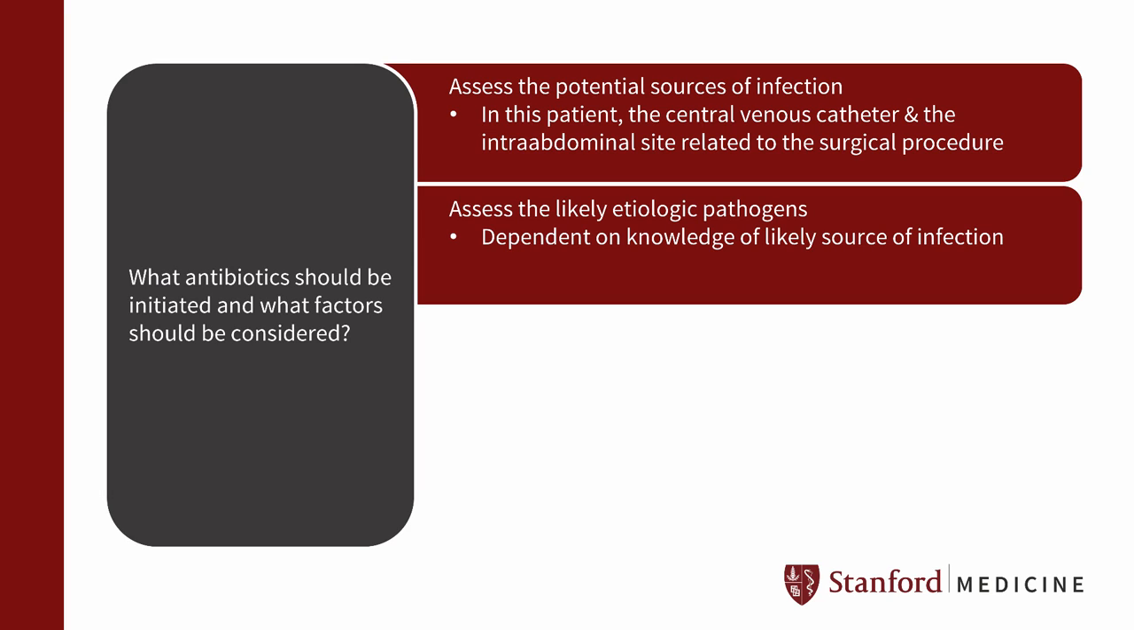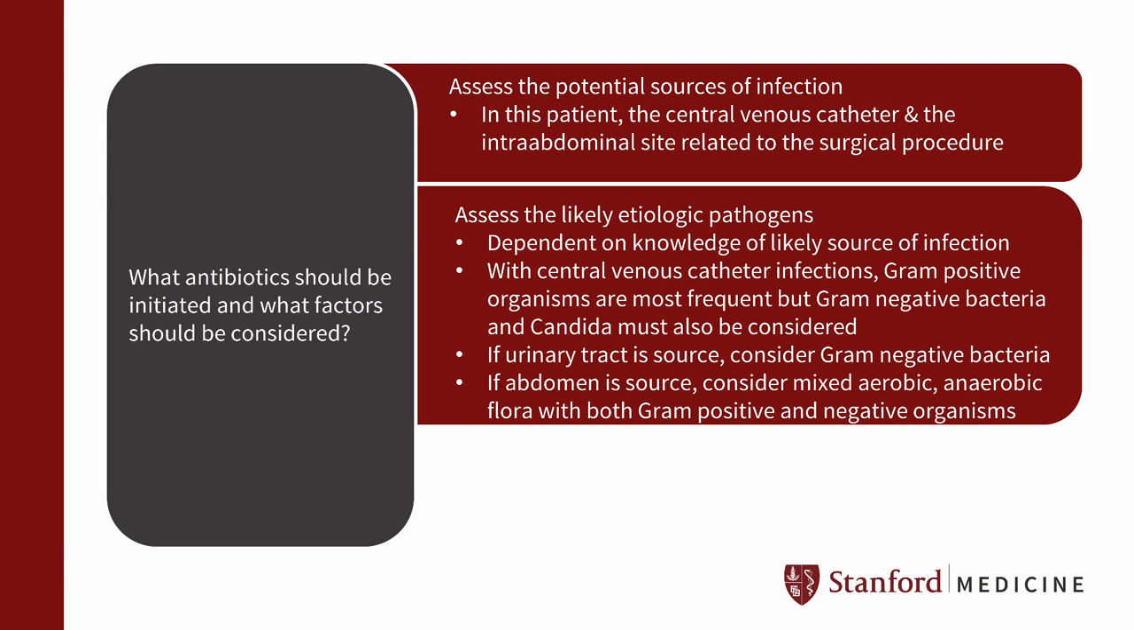Another critical consideration in choosing empiric antibiotic therapy is an assessment of the likely etiologic pathogens, an assessment that is, of course, dependent on knowledge of the likely source of infection. With central venous catheter infection, although gram-positive organisms, including ones resistant to most beta-lactam antibiotics, are most frequently encountered, gram-negative bacteria and Candida must also be considered. If the catheterized urinary tract is the source, the pathogens are most likely to be gram-negative bacteria.